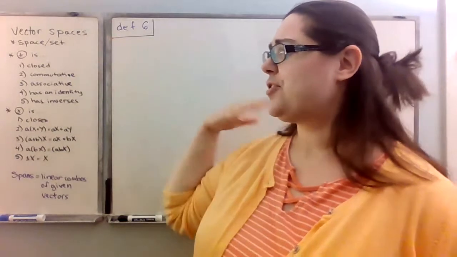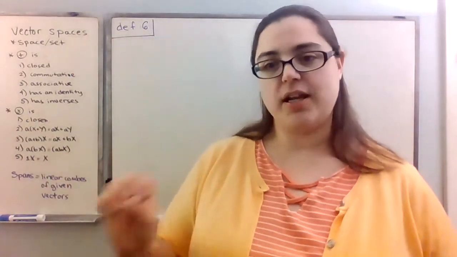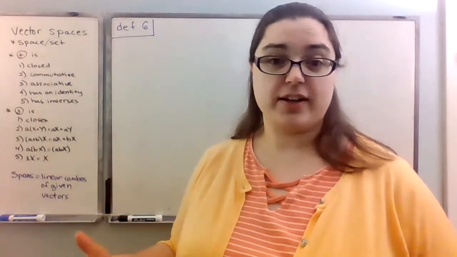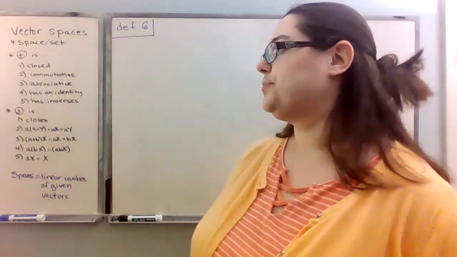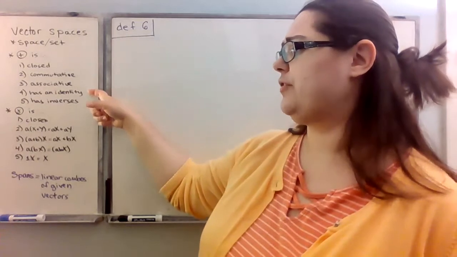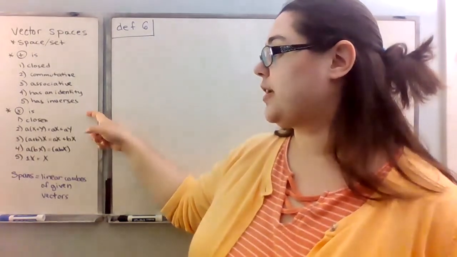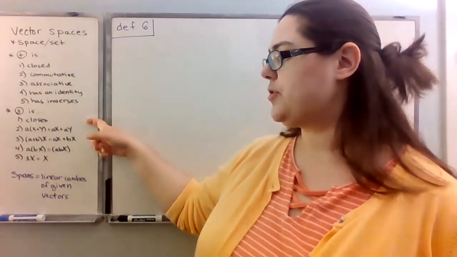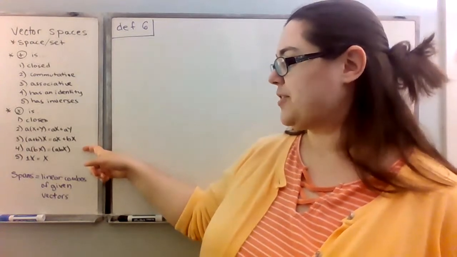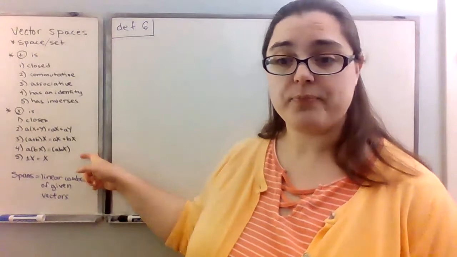Vector spaces. A vector space is a set along with an addition and a scalar multiplication, and the addition and that multiplication have to satisfy certain rules, right? So the addition has to be closed, commutative, associative, there's got to be an identity, and there have to be additive inverses. The scalar multiplication also must be closed, and it has to satisfy two distributive properties here. It also has to be associative, and 1 times anything has to be the anything.